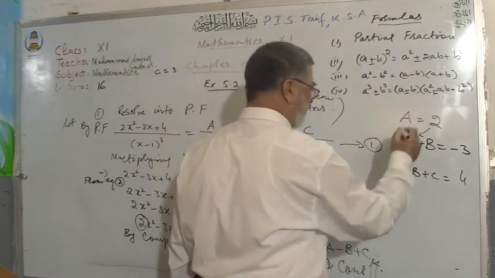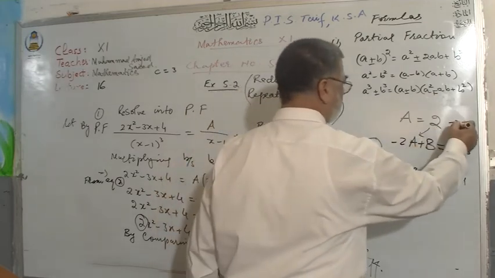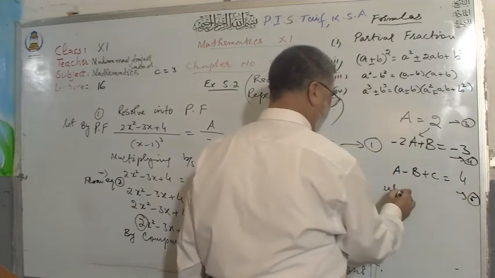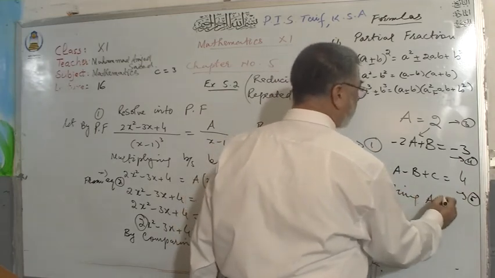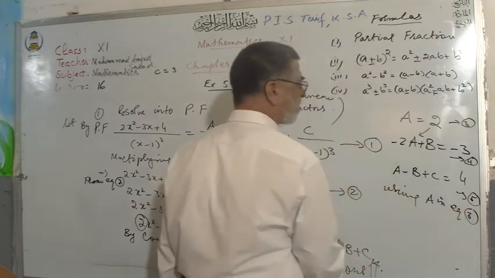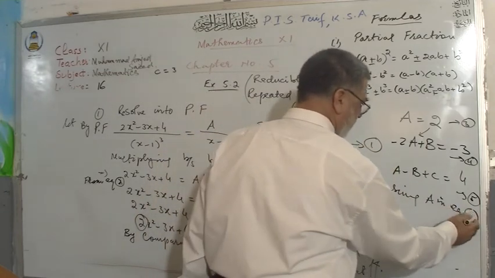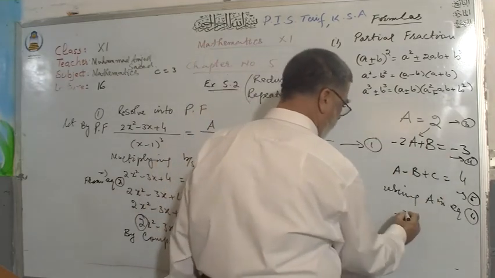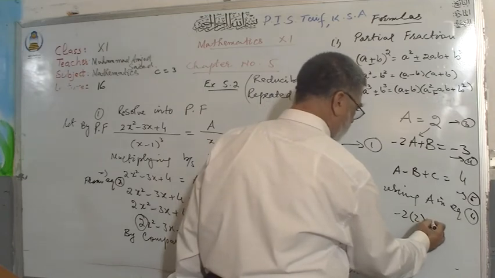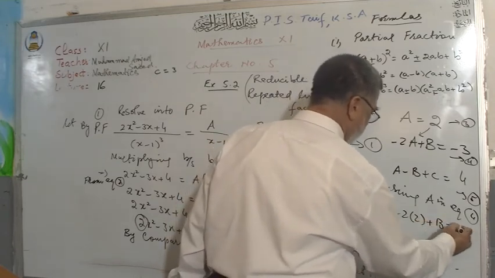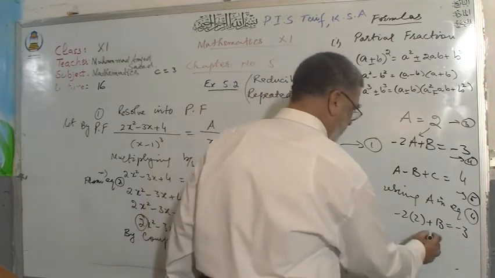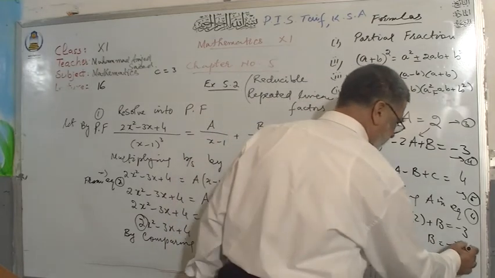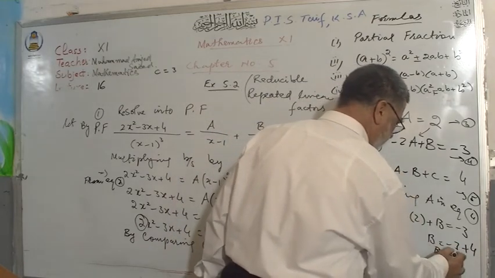Suppose this is equation 3, this is 4 and this is 5. Using a in equation number 4, not 3: minus 2 into 2 plus b is equal to minus 3. b is equal to minus 3, that was minus 4, it is shifted to the other side, plus 4, and b is equal to 1.